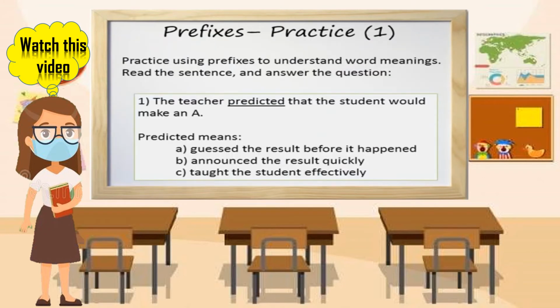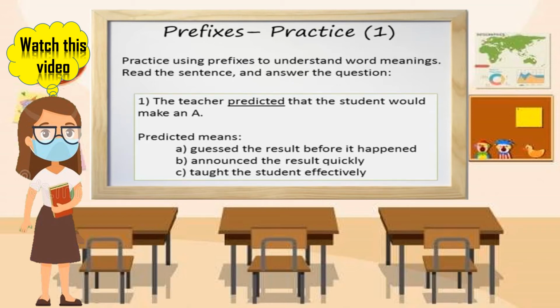Let's practice prefixes. Practice using prefixes to understand word meanings. Read the sentence and answer the question. Number 1. The teacher predicted that the student would make an A. Predicted means A. Guessed the result before it happened, B. Announced the result quickly, or C. Taught the student effectively. Remember, you don't need to know the word predicted to answer the question.